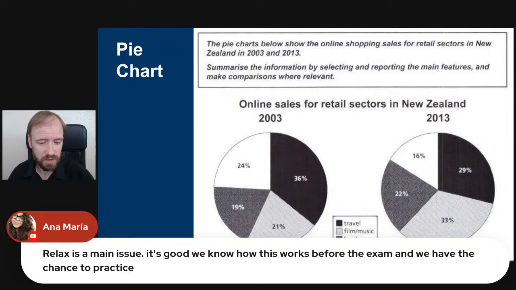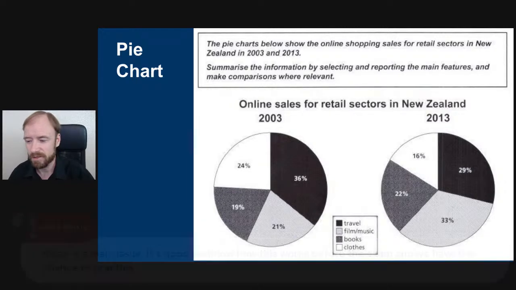Relax is a main issue. It's good to know how this works before the exam when we have the chance to practice. When you enter the IELTS exam, you should be relaxed, ready, and confident. You should not be going into the exam feeling stressed, feeling, I didn't have enough time to prepare, or I don't know what I'm doing. It's a very expensive test. Prepare.